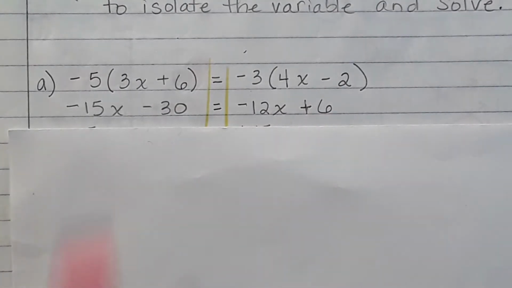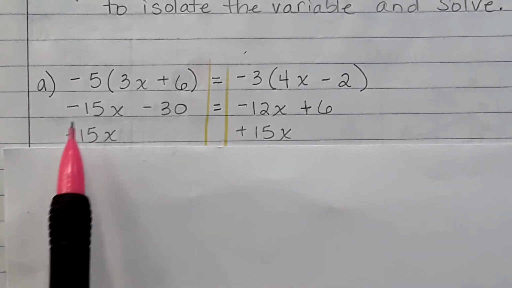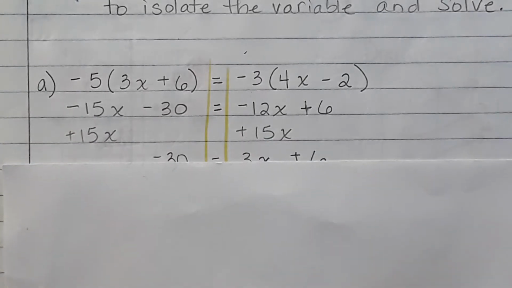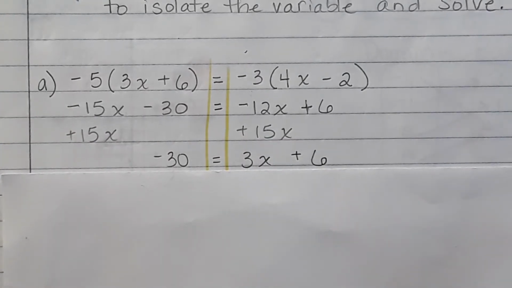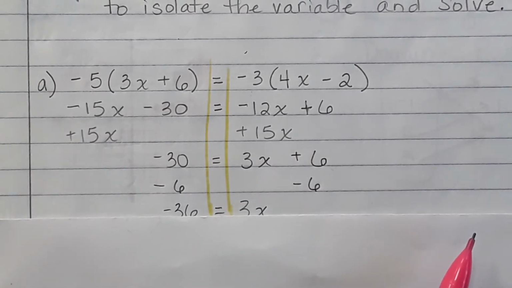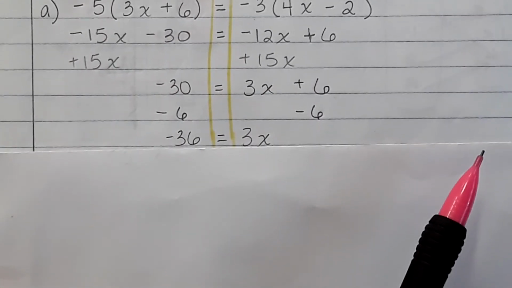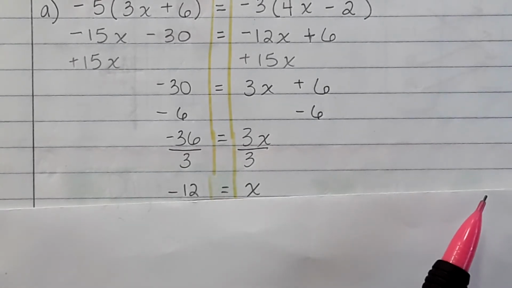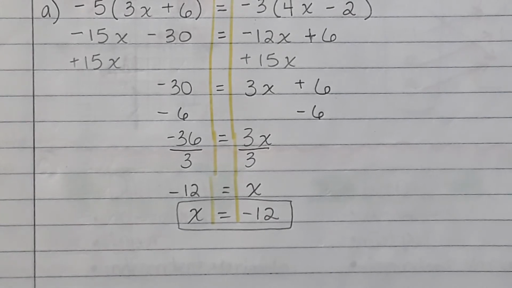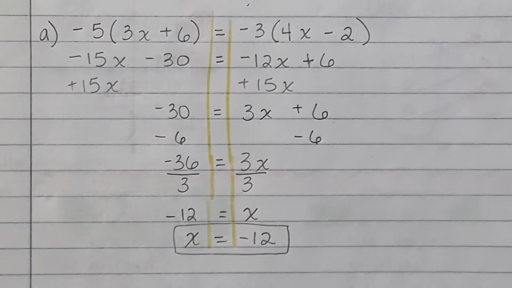Now, I have no like terms on the left, no like terms on the right, so I'm going to go to step 3 and get the variable on one side. I'm choosing to get rid of the negative 15x by adding 15x to each side, and this remains. Now it's just a two-step equation. I'll subtract 6, this remains, then divide by 3, and I get negative 12 equals x, or x equals negative 12. Just solving like you would normally solve step by step.